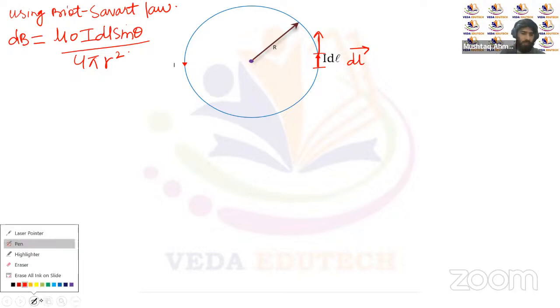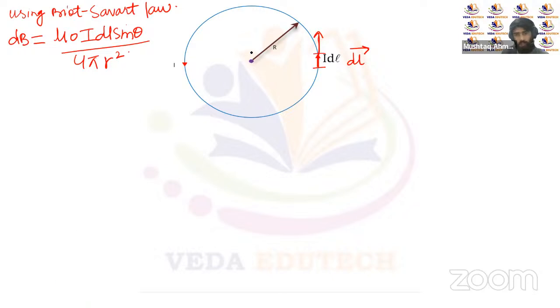One more important point is that this is the point C where we have to find the magnetic field due to this complete loop. If we connect this point C with this current element, you can clearly see that the radius and the current element are perpendicular to each other. Why? We know in a circle, the radius is always perpendicular to the tangent.